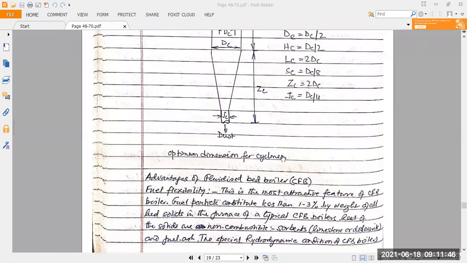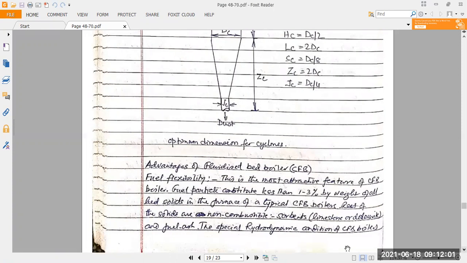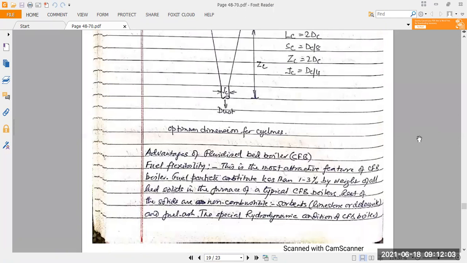So far, we have discussed different aspects of the fluidized bed boiler. But let us go through now its advantages and disadvantages. The advantage of the fluidized bed boiler is fuel flexibility. It is the most effective feature of CFB boilers.